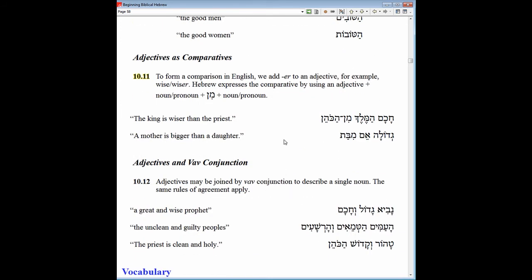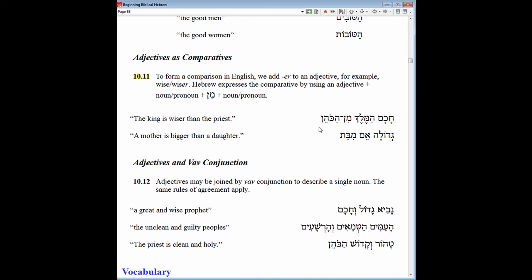Adjectives as comparatives, this is a specific use of the preposition min. So when you have an adjective and then you have min, and you sort of have two nouns compared, two nouns on either side of the min, just as he has here, adjective plus noun plus min plus noun, or pronouns. The min is being used comparatively. So here we have chacham, the word for wise, there's our adjective, hamelech, the king. So you notice chacham doesn't have an article, so you would be tempted to translate this, the king is wise. But then you'd have the king is wise from the priest, ha-kohen. The king is wise from the priest.